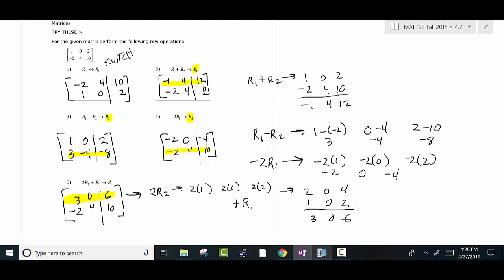Same thing with number 4. It's not too bad. Okay, are you guys okay so far? I can't tell. Mainly it's arithmetic and understanding the language of what I'm trying to teach you.